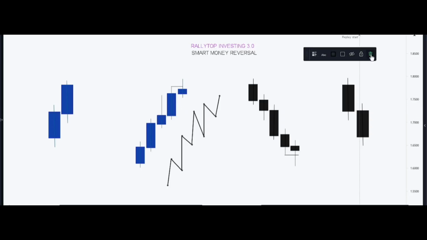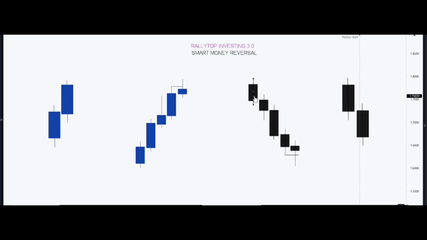The same thing with the bearish day. Price printed this one. The following day, it closed below the low.